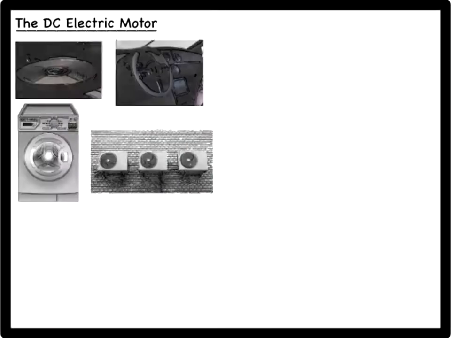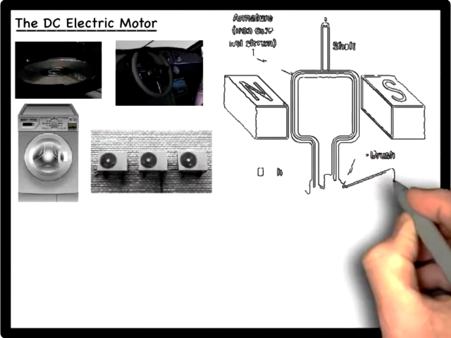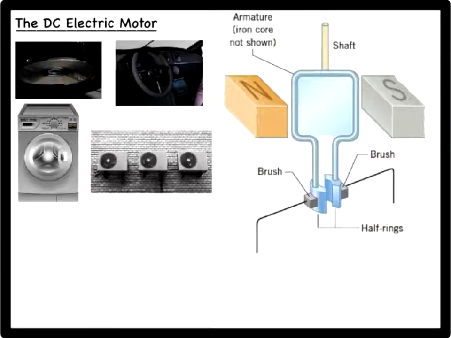the DC, or direct current, electric motor. The electric motor is found in many devices, such as CD players, automobiles, washing machines, and air conditioners. The figure shows that a DC motor consists of a coil of wire placed in a magnetic field that is free to rotate about a vertical shaft. The coil of wire contains many turns and is wrapped around an iron cylinder that rotates with the coil, although these features have been omitted to simplify the drawing.